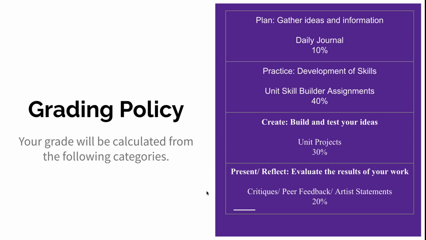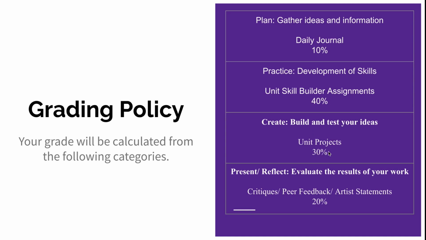Another benefit of the modern classroom approach is that we stay focused on mastery-based grading. Your grade is calculated by assessing how well you incorporated the artistic process into your learning. Notice that planning and practice make up half of your grade in the class. The daily journal is worth 10% of your grade, and those must-do skill builder assignments are graded just based on completion and are worth 40% of your grade.